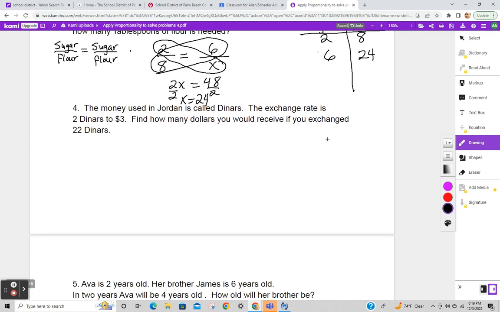All right, let's go to number 4. The money used in Jordan is called dinars. The exchange rate is 2 dinars to $3. Find how many dollars you would receive if you exchange 22 dinars. So let's use the table of values first.